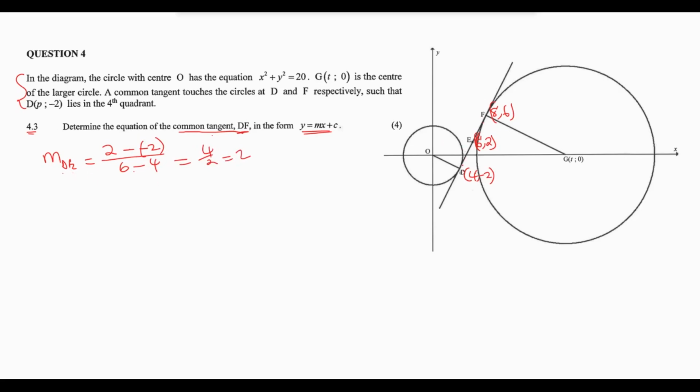You can even use D and F. You can even use E and F. These are collinear points, so you can find the gradient using any of them. Right, and now we have the gradient.